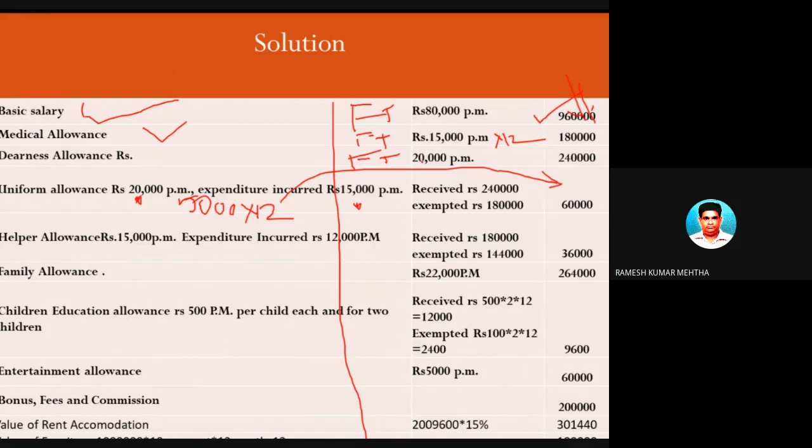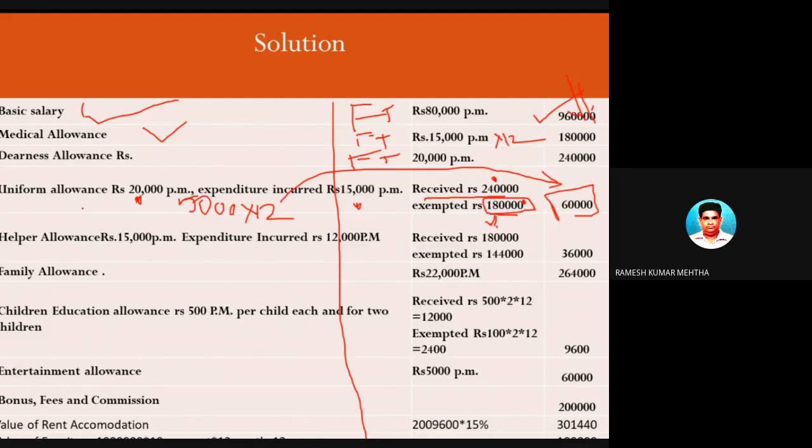It is fully taxable. Or otherwise you can calculate like this: received for the whole year 20,000 into 12, 2,40,000, and how much he has spent, that is 15,000 into 12, 1,80,000. So the least among the two is 1,80,000. So this is exempted from tax. He is receiving 2,40,000, out of which 1,80,000 is exempted. So 60,000 is fully taxable.